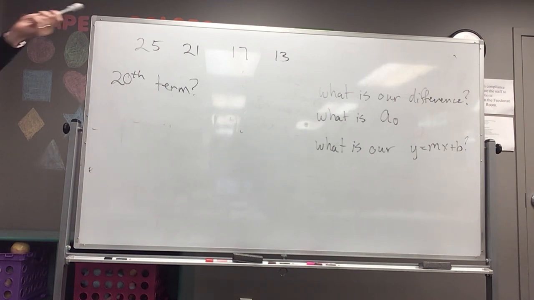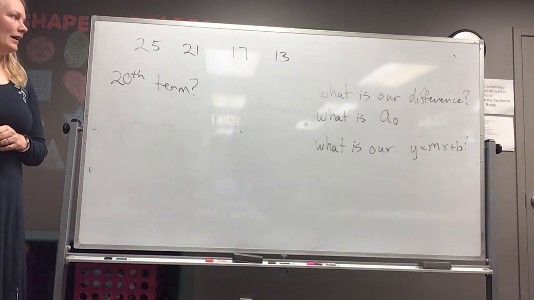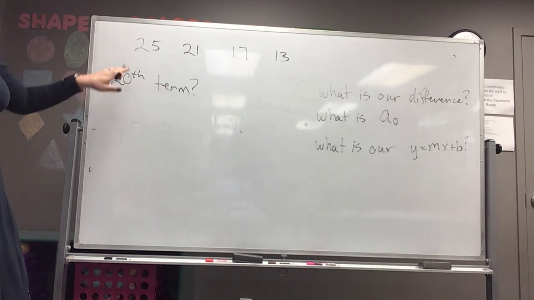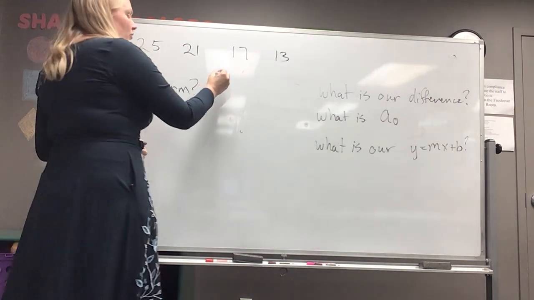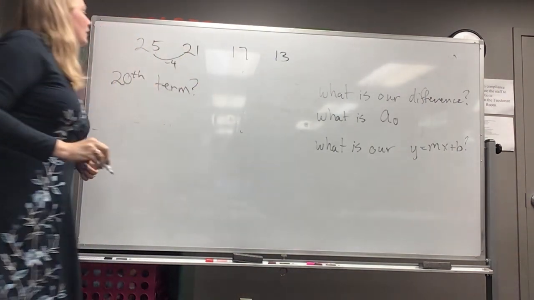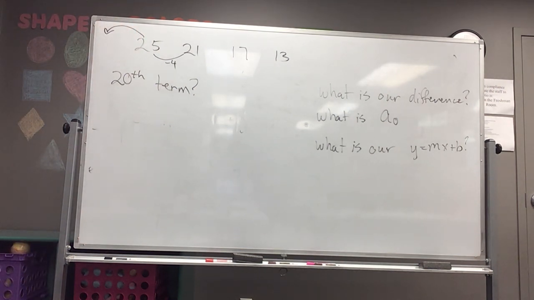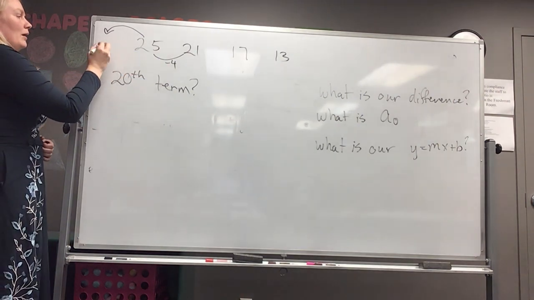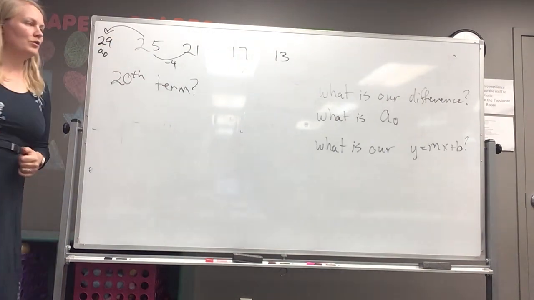All right, so what is our common difference? Excellent. We acknowledge we are going down every time, so our common difference is negative. We're going down by 4 each time, so we are subtracting 4. What is the 0 term? What came before? 29. If we are subtracting 4 each time, then this would be plus 4. 29 is a sub 0.